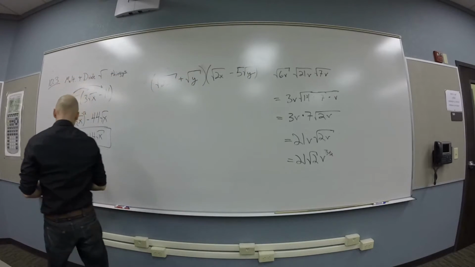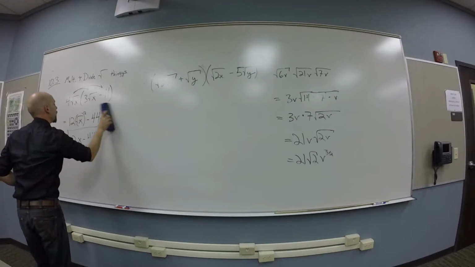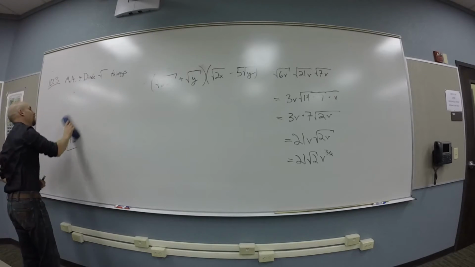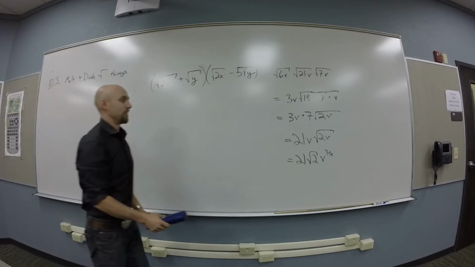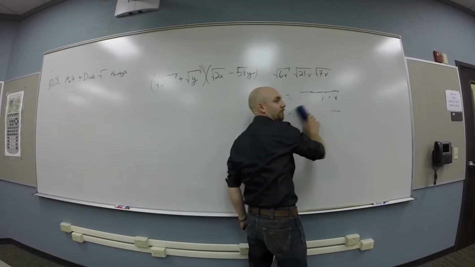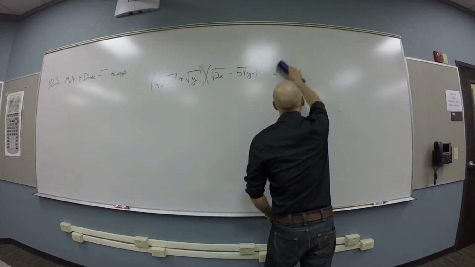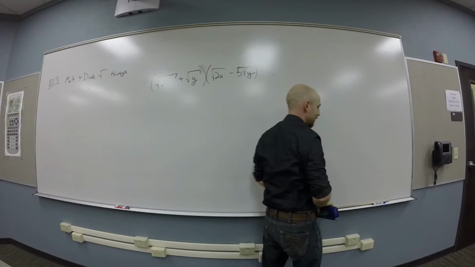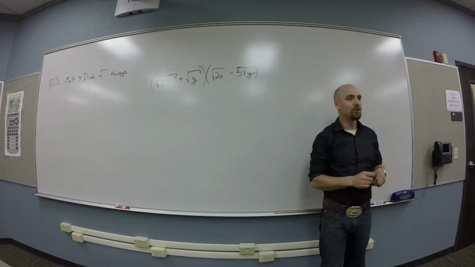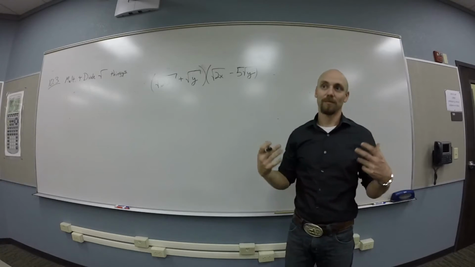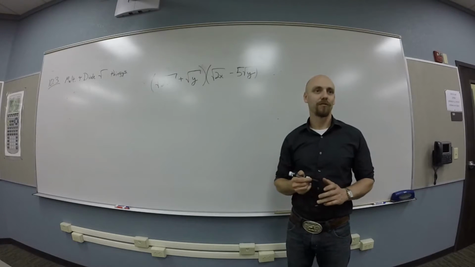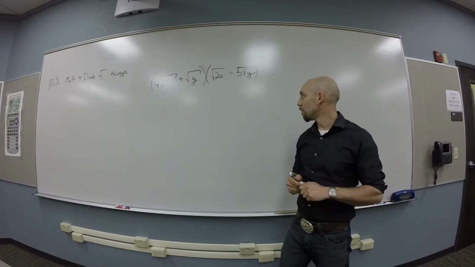So what are you going to do with this one? Foil it. Why do you got to foil? Because it's set up like something you have to foil. It's two binomials multiplied together. Foiling is the tool for this. So when you foil, what do you get?